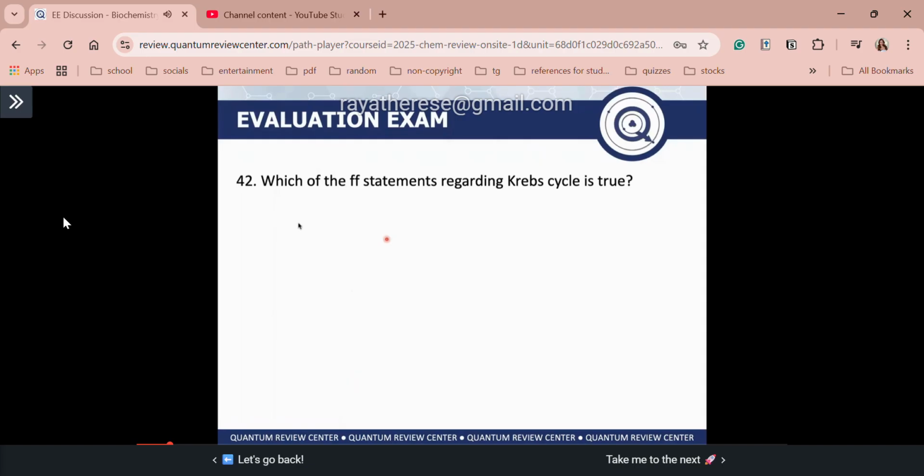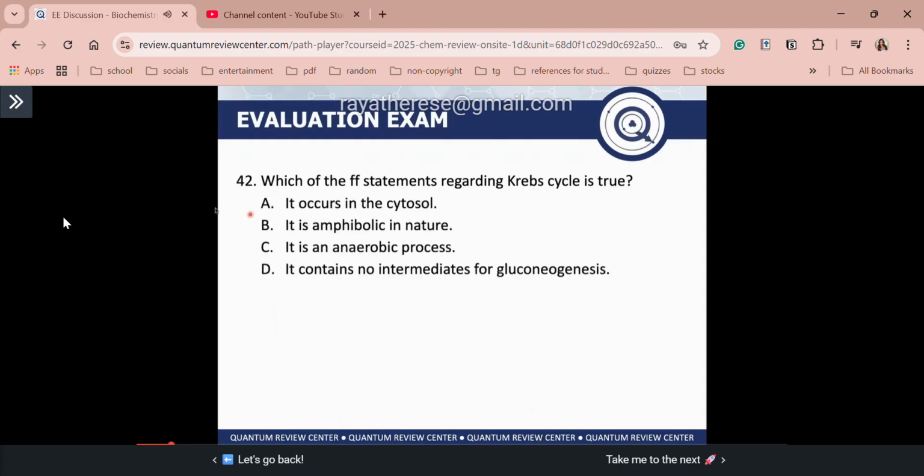Which of the following statements regarding Krebs cycle is true? Sir, parang nasa practice test yan. Let's check. Of course, you already know the answer here. So letter A, it occurs daw in the cytosol. No, again, mitochondria po. Letter B, amphibolic. Yes, that's the correct answer. But let's check the other two choices. Letter C, it is an anaerobic process. No, again, strictly aerobic po si Krebs cycle. And lastly, it contains no intermediates for gluconeogenesis. Class, remember your TCA cycle intermediates, di ba? Your gluconeogenic pathway has a similarity in terms of its intermediate, and that is oxaloacetate, di ba? Oxaloacetate is generated in your gluconeogenic pathway. Alright, so class, for 42, answer is clearly letter B.